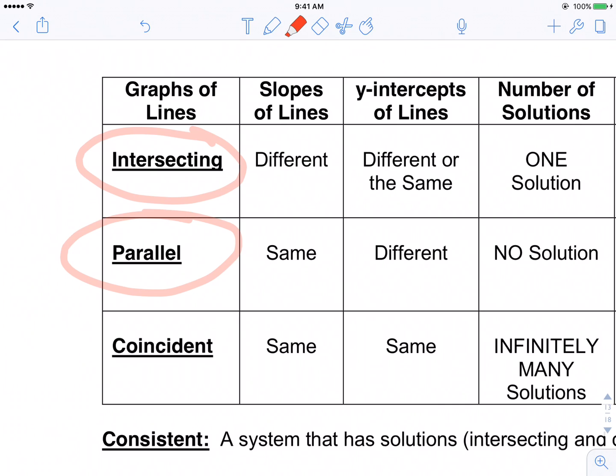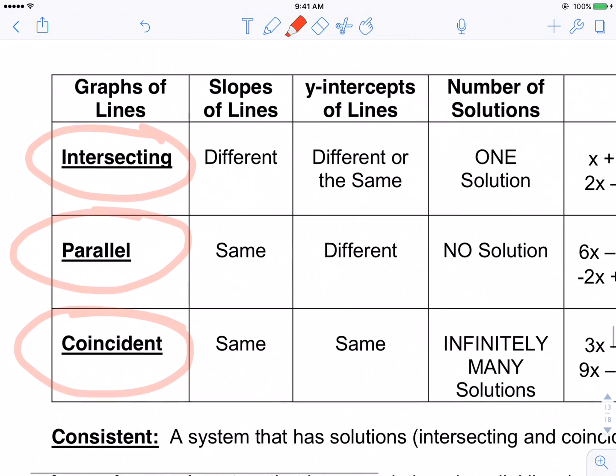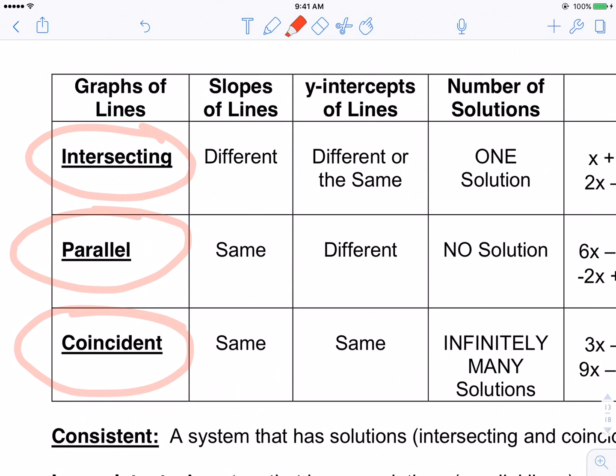And then when they overlap each other because they're exactly the same equation, just written in different forms, and we can't necessarily see that, we call them coincident, which means if we did graph them, they would land right on top of each other, and we wouldn't be able to tell the difference. Okay? And then the characteristics of those are, well, in intersecting lines, the slopes are different, and the y-intercepts could be the same or different, but it's the slopes that are different that allow them to crisscross.